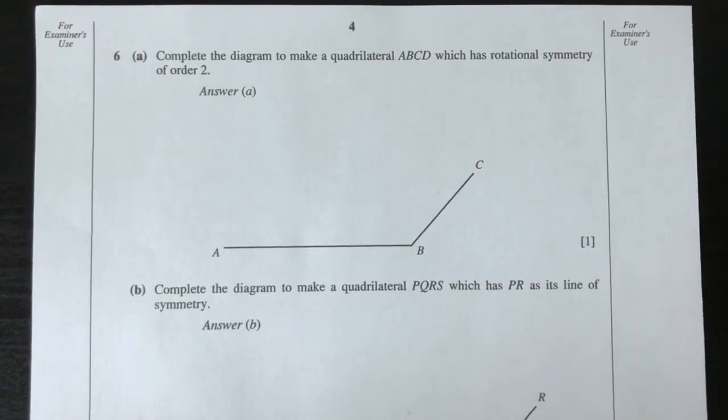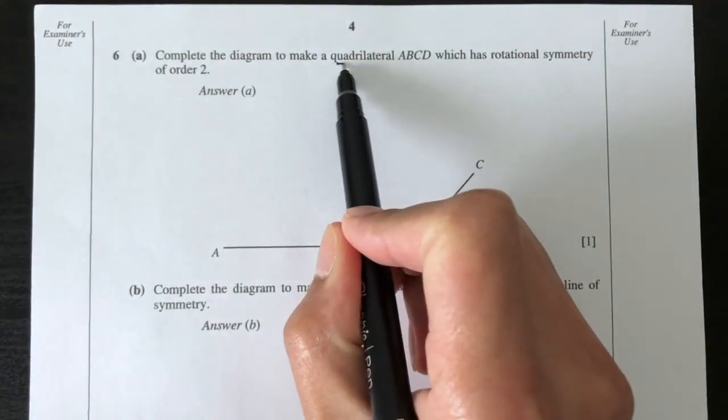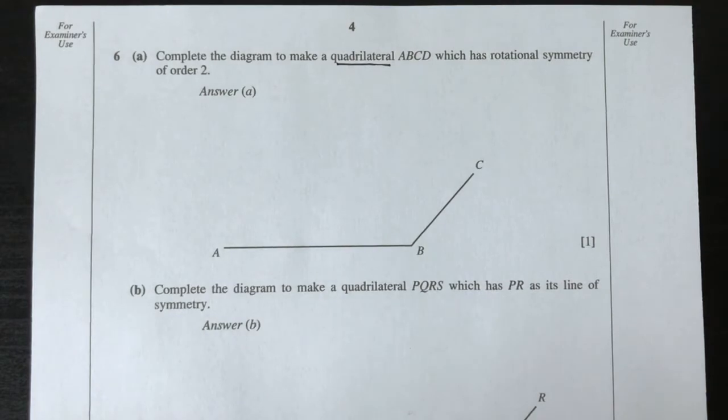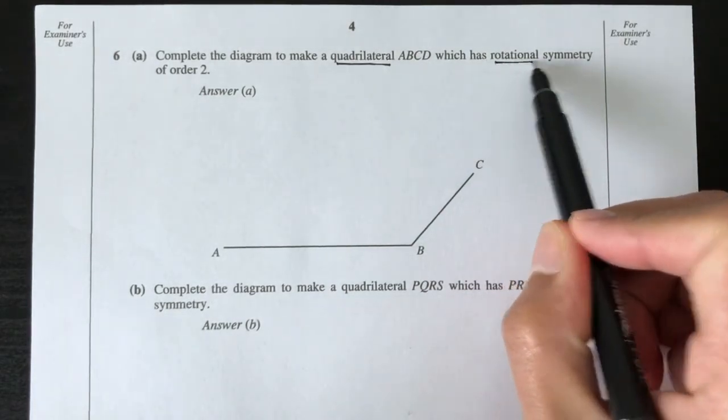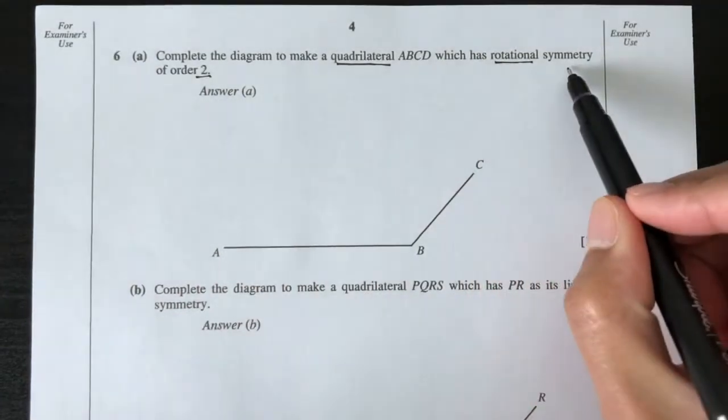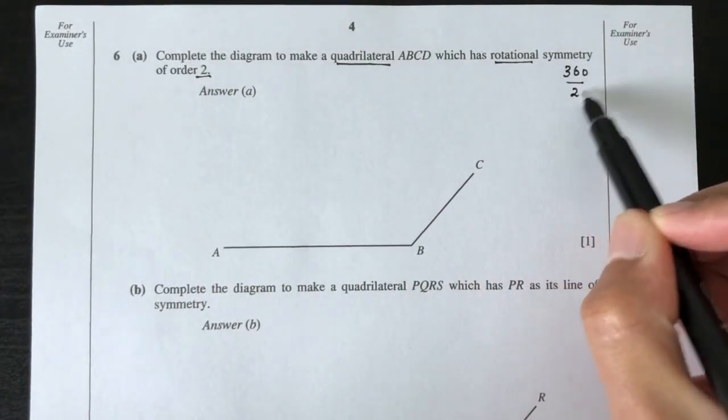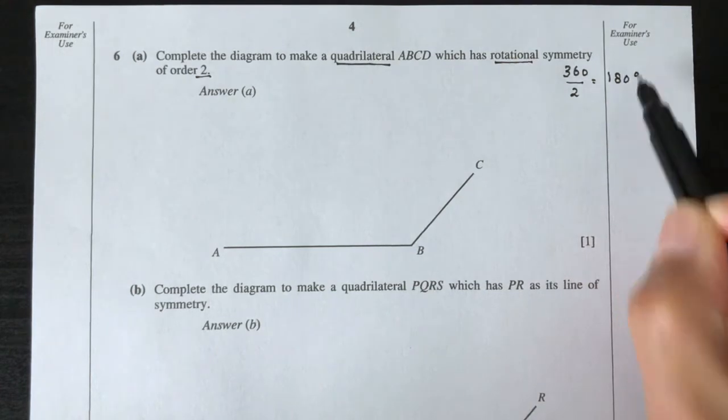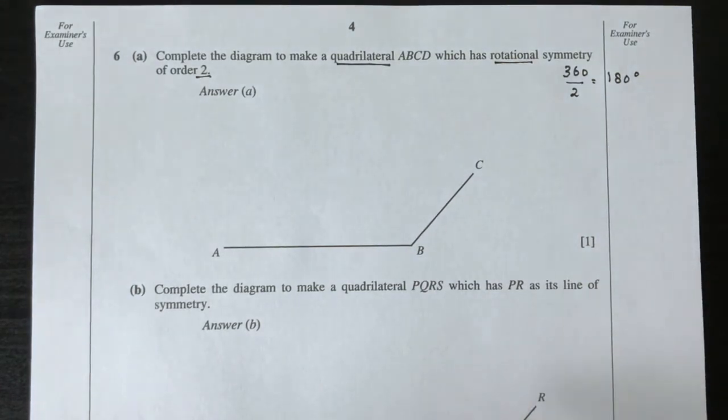So question number 6, we have to complete the diagram to make a quadrilateral ABCD which has a rotational symmetry of order 2. Now, first thing is, what is a quadrilateral? It is any shape which has 4 sides. Okay, now it has a rotational symmetry of order 2. Now order 2 means 360 divided by 2, that will be 180. Okay, so what shapes do you know that have rotational symmetry of order 2? We have a rectangle. We also have a parallelogram. Because this one is in this shape, it should be a parallelogram.